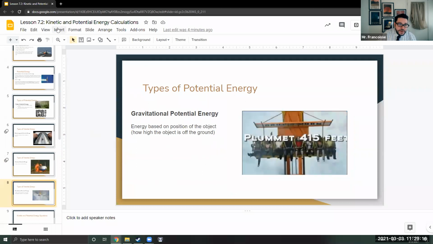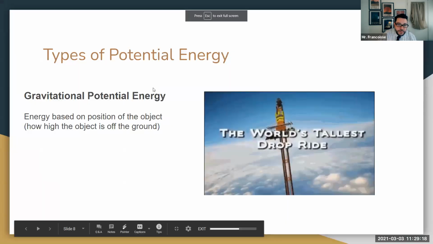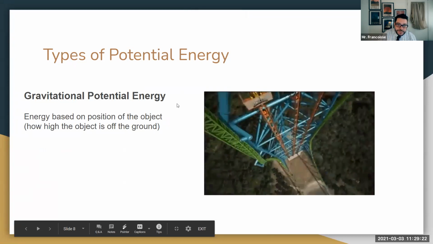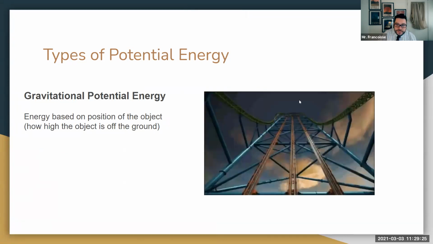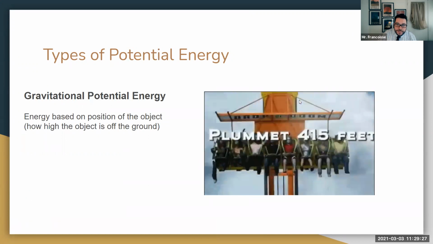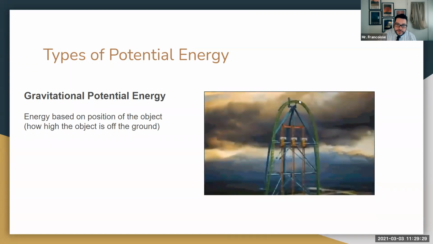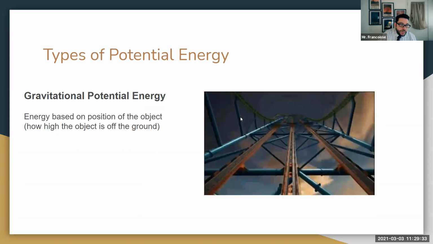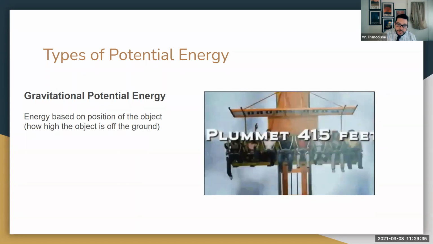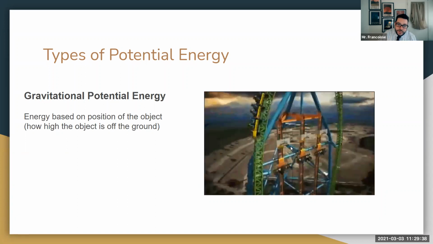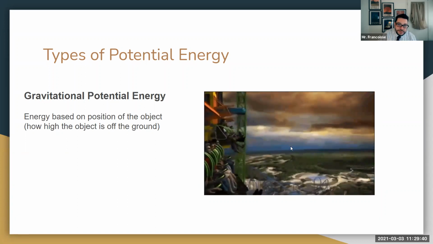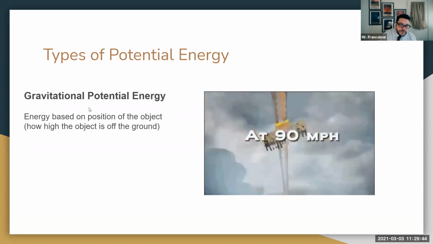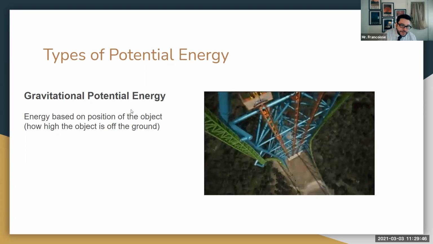What we're going to focus on mostly is what we call gravitational potential energy. This is energy caused by gravity. One of the best ways to think of it is things that drop, right? If we have these drop rides, you're taken all the way to the top where you're not moving at the start, and then gravity is going to speed you up as you rush towards the ground. This is what we call gravitational potential energy.